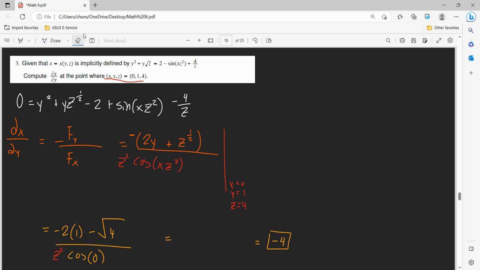So this is now equal to negative 2 minus 2 over, and this is going to be 4 squared, so this is 16 times cos 0, which is just 1. Okay, and there we go. We have negative 4 over 16, which is equal to negative 1 over 4. Don't be foolish like me.